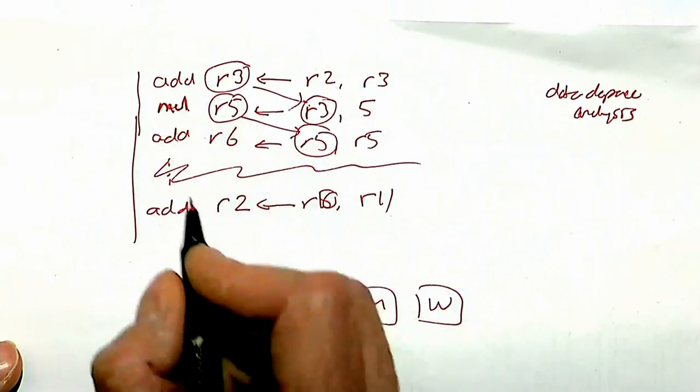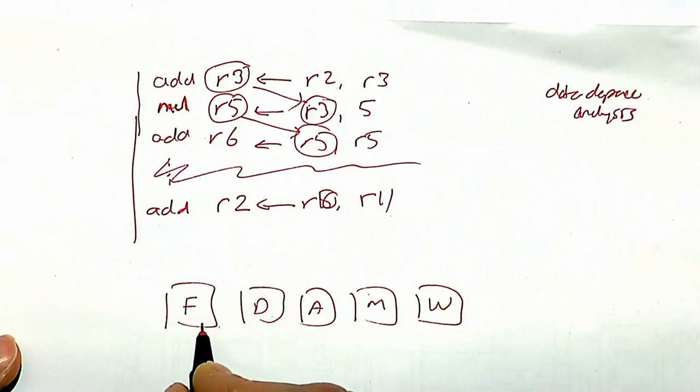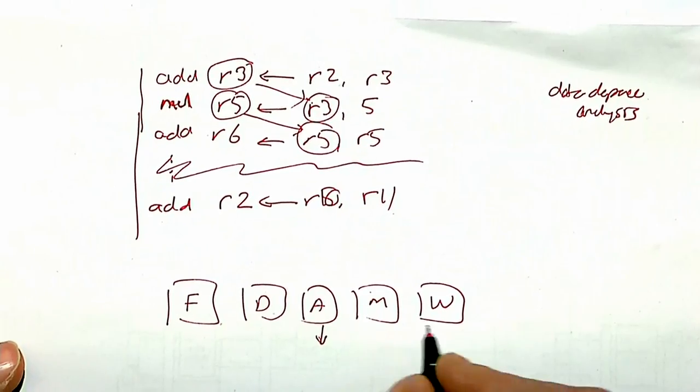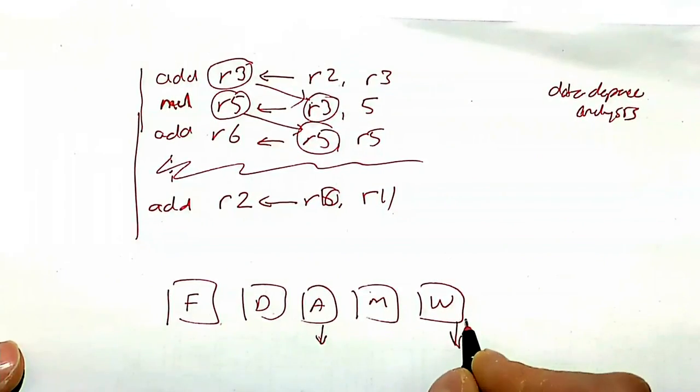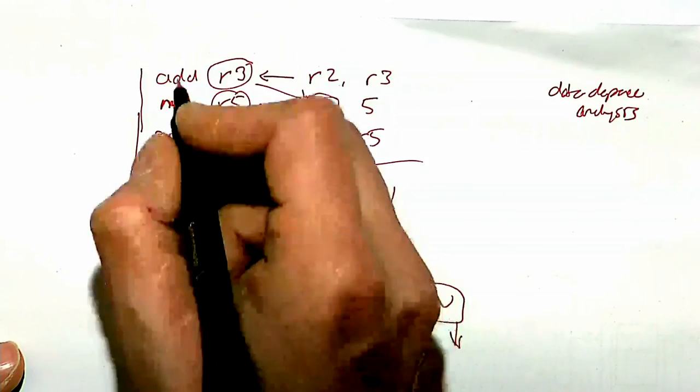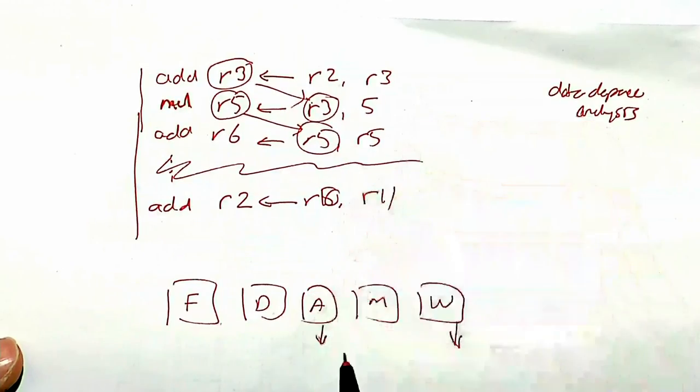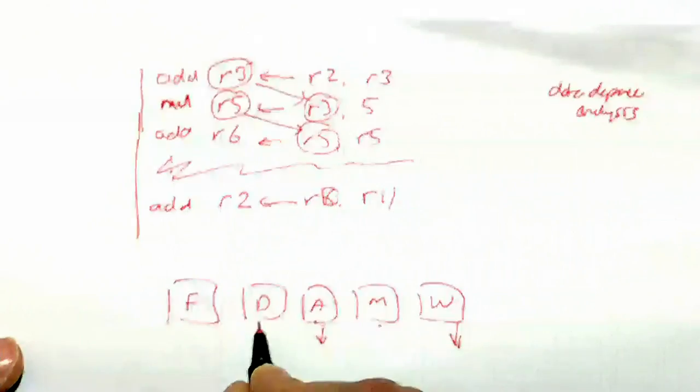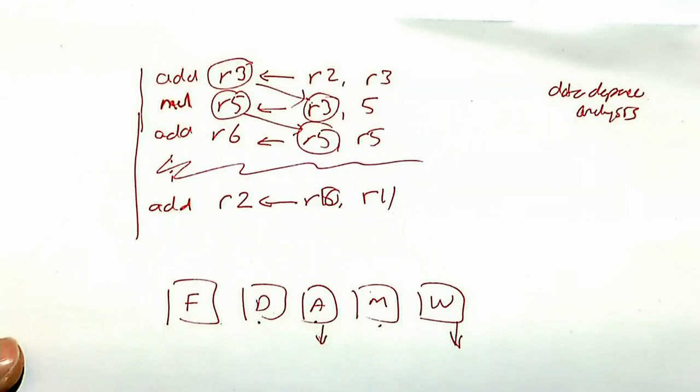And when you fetch this add, it executes in the ALU stage, and its result is available. And assume that you don't have forwarding. This add needs to write back over here. So the next dependent instruction should come, how many? 3 instructions after this add.